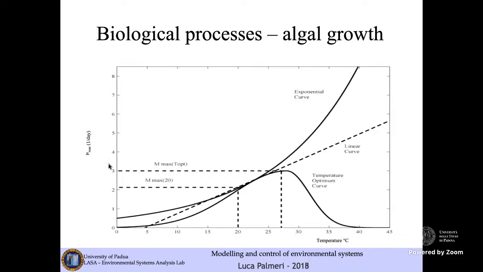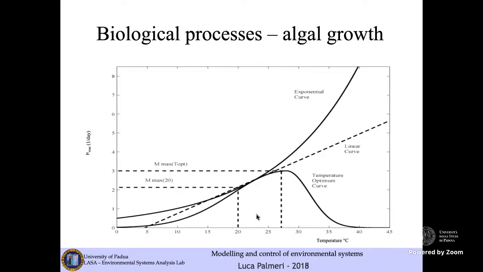If we plot these models for temperature limitation of growth, then we have these three curves. The linear one, dashed lines, links the temperature with the maximum growth rate in a linear way. Then we have an exponential formulation, and then we have an optimum-like formulation. So we have a maximum that is comprised within an interval.